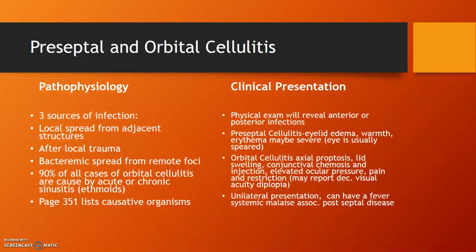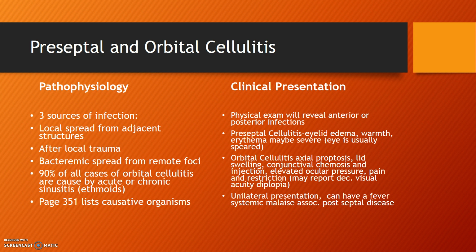Pathogenesis: there are usually three sources of infection. A local spread from an adjacent structure like a sinus or a tooth, after local trauma, and third, bacteremic spread from a remote focus. 90% of all cases of orbital cellulitis are caused by an acute or chronic sinusitis, usually ethmoid sinusitis.